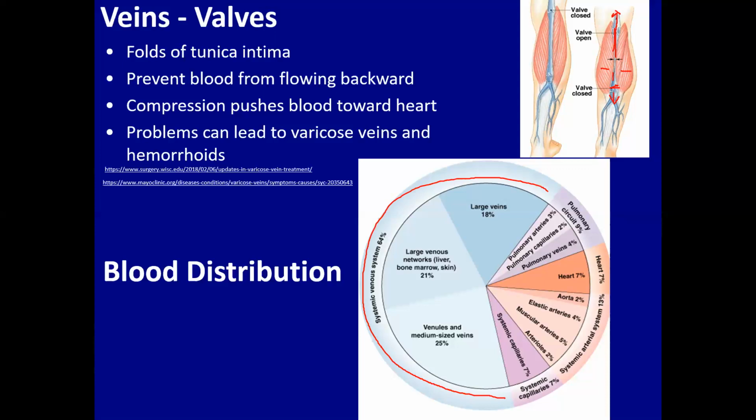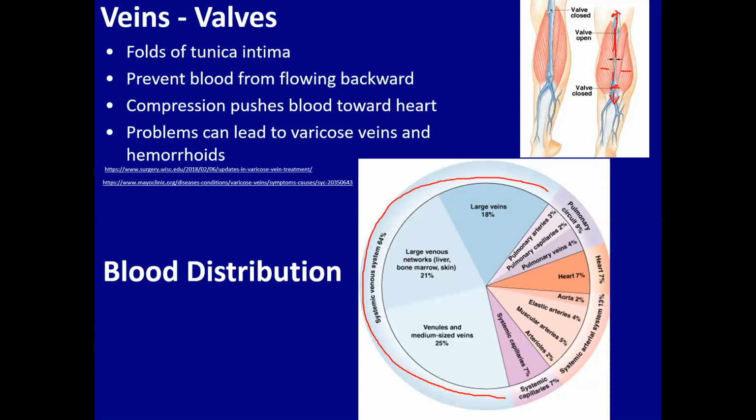All right, how is your blood distributed? Well, if you look in your systemic system, which is this light blue right here, then you can see that the majority of blood, 64%, is in your systemic system at any one time. Only 9% is in your pulmonary system, 7% is in your heart, 13% is in your systemic arterial system, and 7% is in your systemic capillaries. What I should have said earlier, 64% is in your systemic venous system.